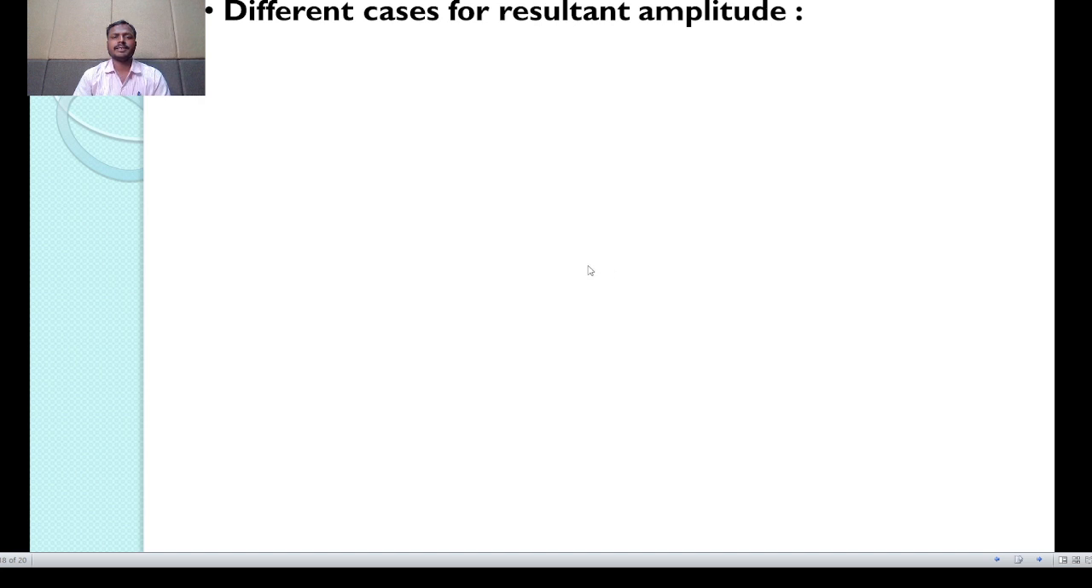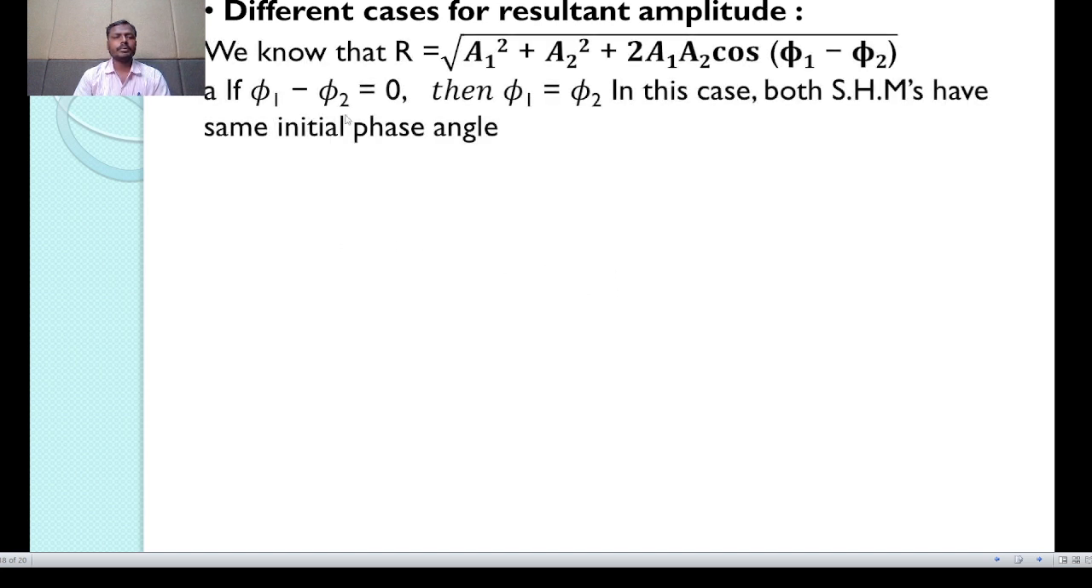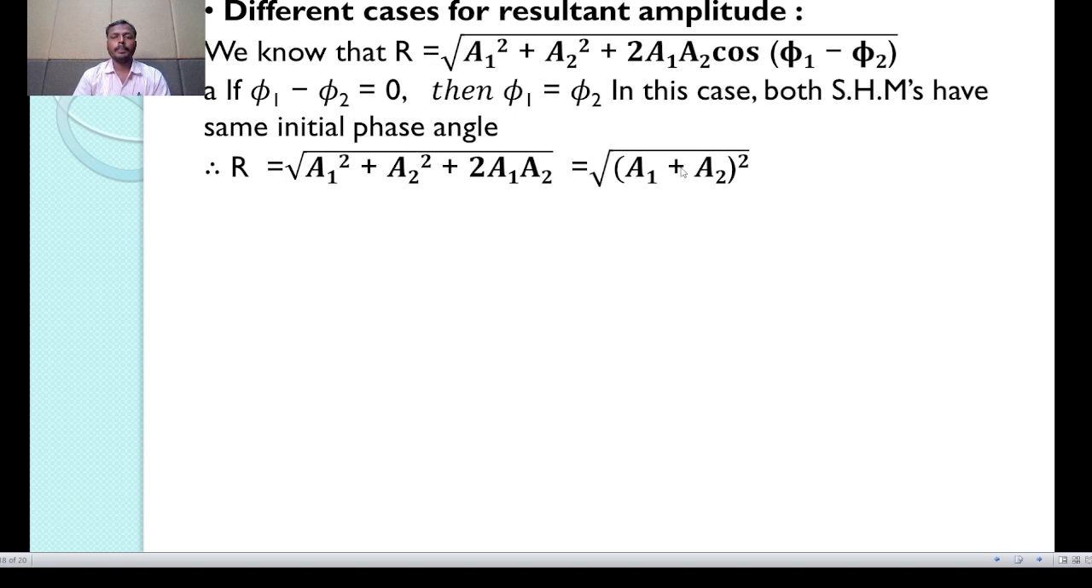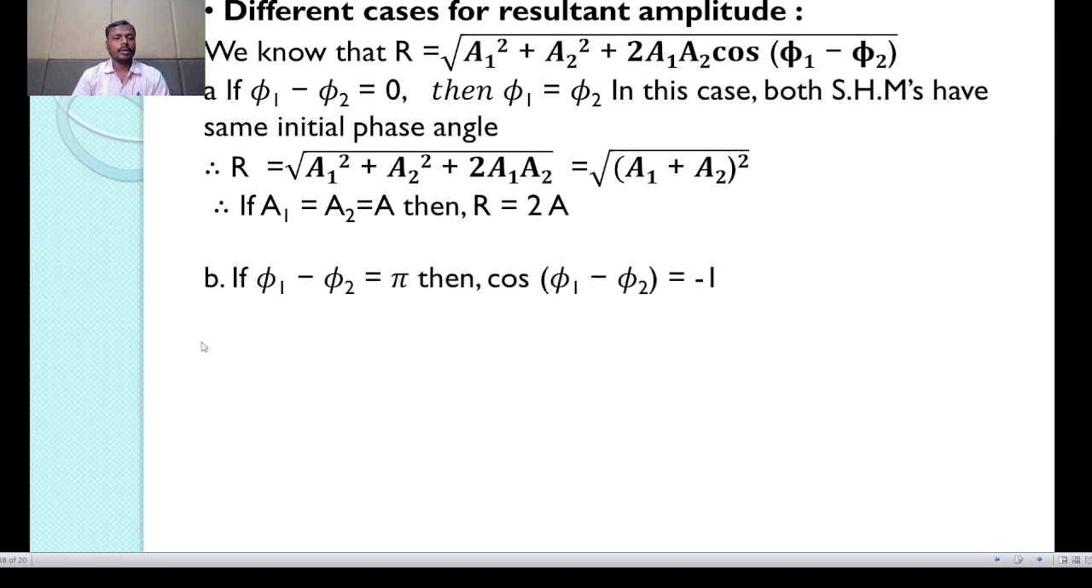There are some special cases. The first case is when phi 1 minus phi 2 is equal to 0, that is cos 0 is 1. The resultant amplitude becomes the square root of a1 plus a2 bracket square; the square and square root get cancelled, so we can write here a1 plus a2. If a1 and a2 are both the same, that is a1 is equal to a2 is equal to a, the resultant amplitude becomes r is equal to twice a.